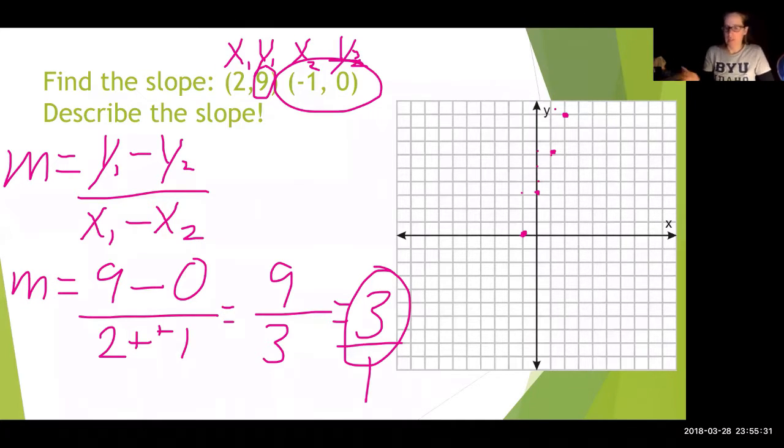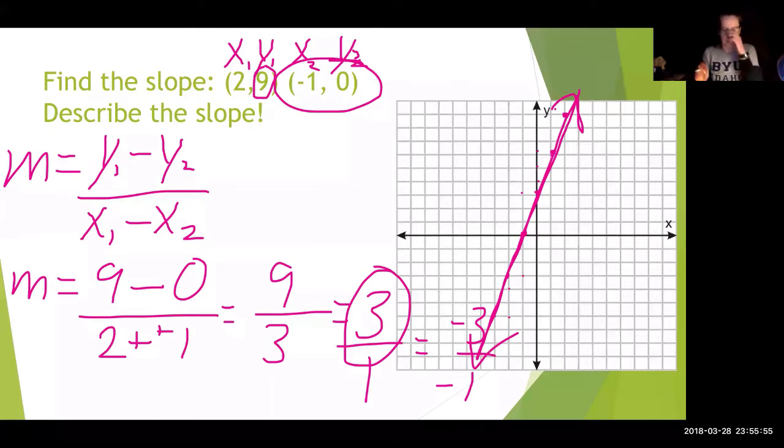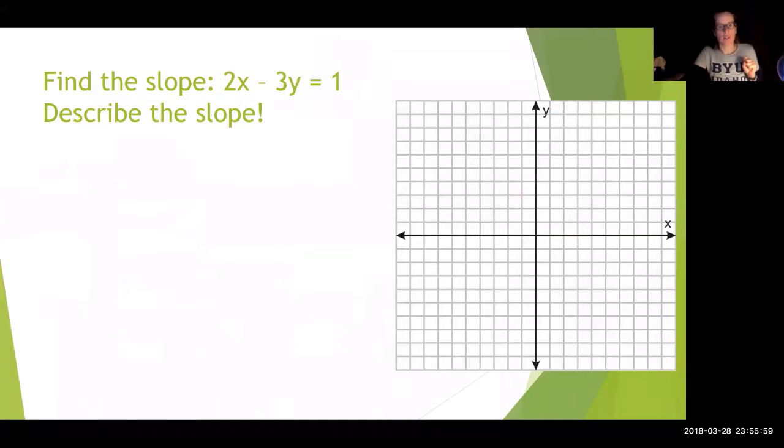There you go. You can do it the opposite way too, because this is the same thing as saying negative 3 over negative 1. So instead of rising 3, you can go down 3. 1, 2, 3, and go backwards 1. There's another point. Go down 3, 1, 2, 3, and backwards 1. So we just made a lot of points using our slope. And now it's really easy to draw a line for our graph. There you go. All right, let's go on to the next one.